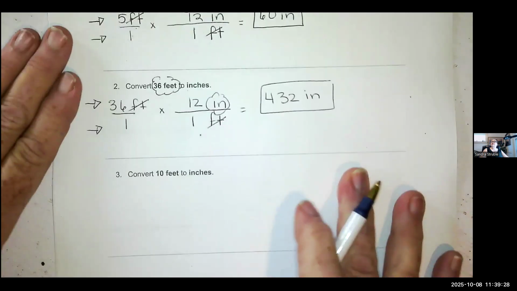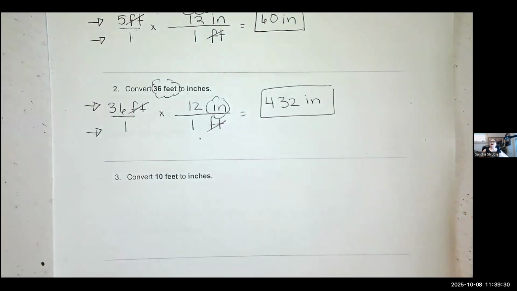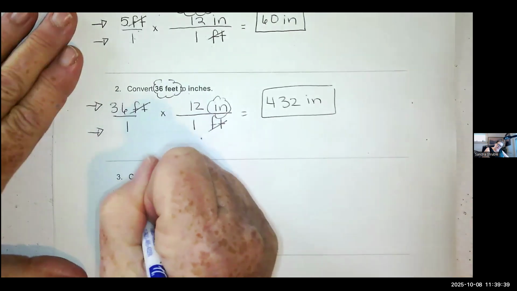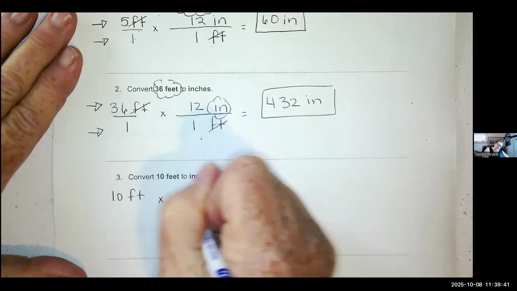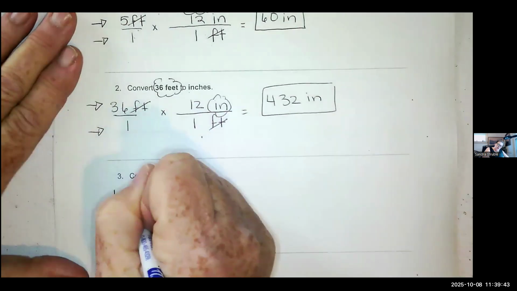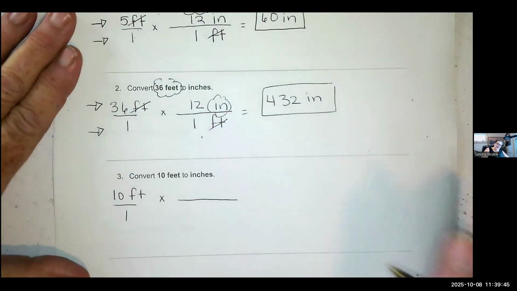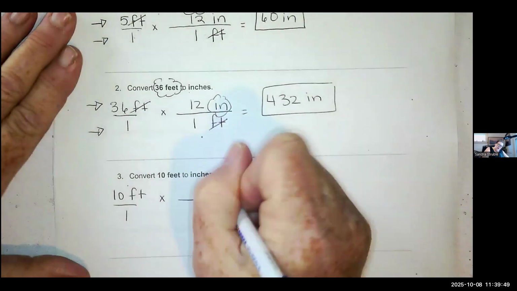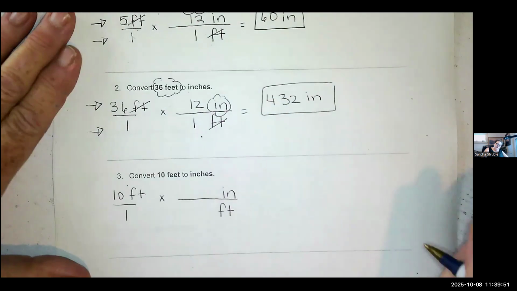All right, convert 10 feet to inches. Same concept. Pause the video, attempt it yourself, and then come back to see how you did. All right, we're going to start with what we're given. We're given 10 feet. And then I'm doing my setup. Remember, this is over 1 since it's no other number. Feet's in the numerator, so I need feet in my denominator. I want inches as my answer, so inches up top.